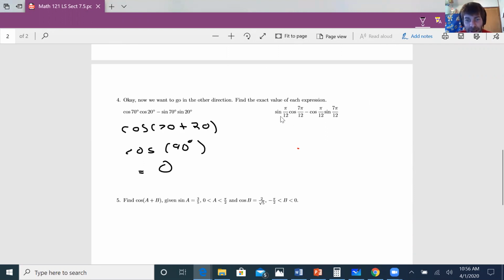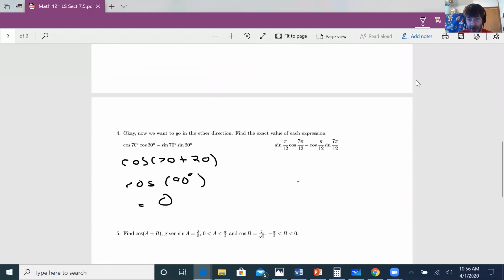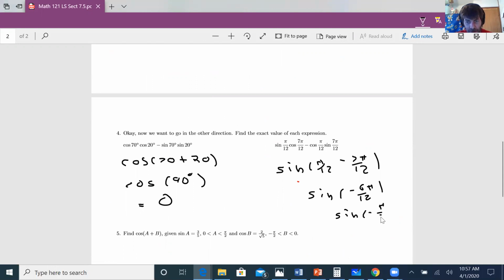Okay. And this one right here, we have sine cosine minus cosine sine. If you take a look at the identities here, this is a sine difference problem. So what I'm looking at is the sine of pi over 12 minus 7 pi over 12, which is the sine of negative 6 pi over 12, which is the sine of negative pi over 2, which is negative 1. So it's still just direct application of the identities.